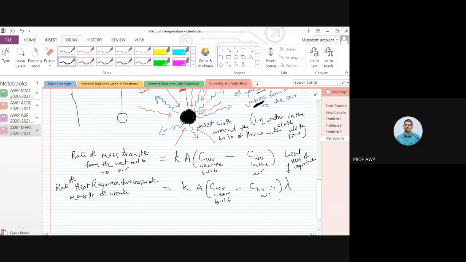This latent heat of vaporization: which water is evaporating? The water near the bulb is evaporating. It is the water which is at this temperature that is evaporating. So it is the latent heat of water at the wet bulb. Do you agree with that? Amount multiplied by latent heat. Yes or no?